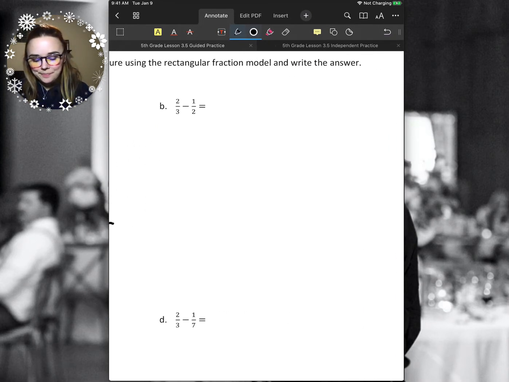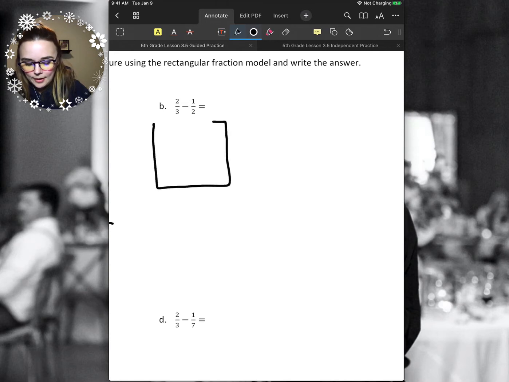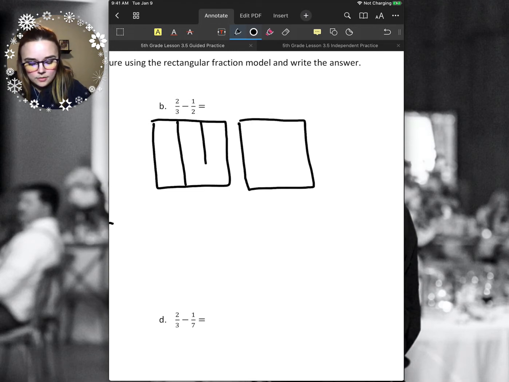Let's take a look at B. So in B, we have 2/3 minus 1/2. So we're going to do the same thing. We're going to model out our fractions. So go ahead and draw those out. So we've got 2/3 and we've got 1/2. I'm going to change my color again. So I've got 2/3. And I've got 1/2.